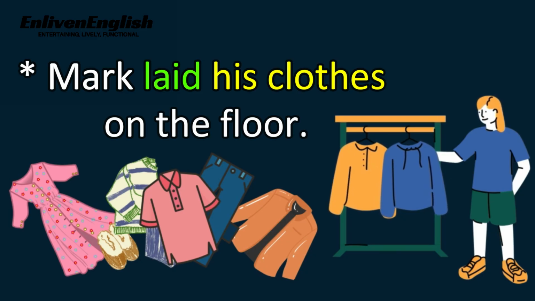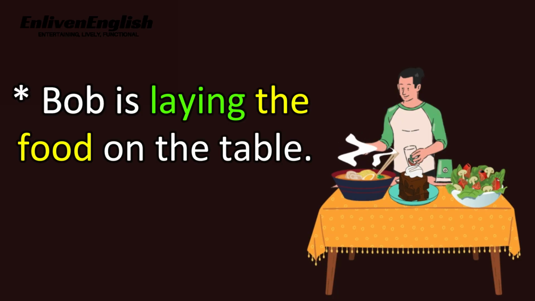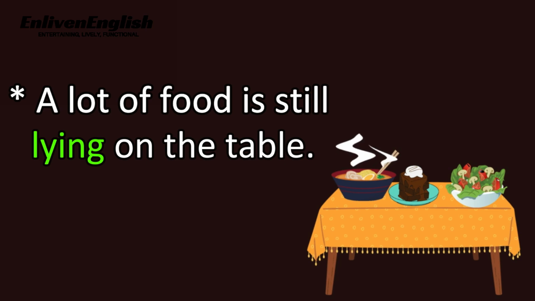Similarly, Mark laid his clothes on the floor. The clothes lay all over the floor. Bob is laying the food on the table. A lot of food is still lying on the table. In the last four examples, you can easily make out which verb has been used where.